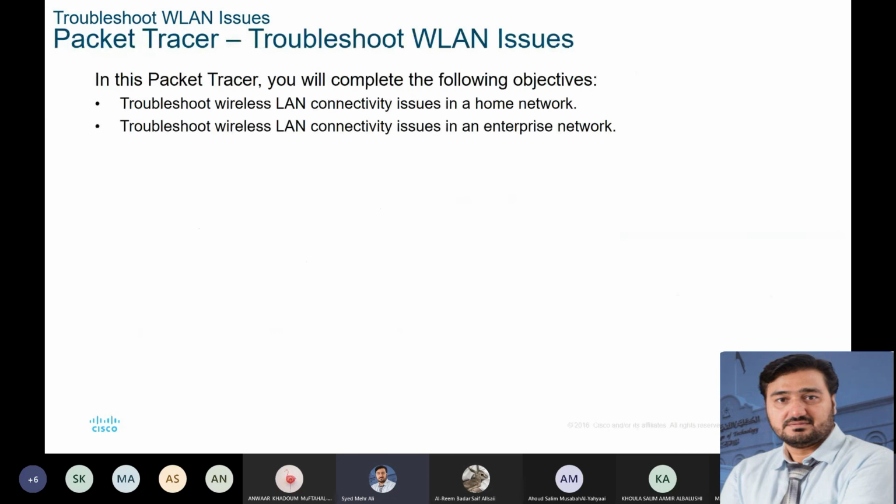Now we will go to this Packet Tracer activity, troubleshooting wireless LAN issues. In this activity, we will troubleshoot wireless LAN connectivity issues in the enterprise network.